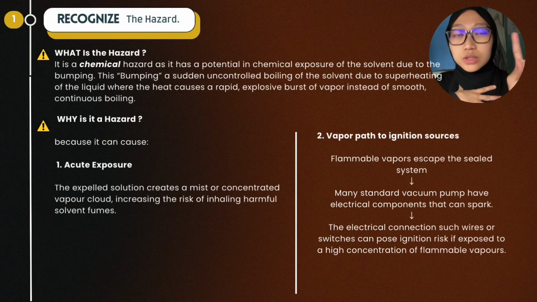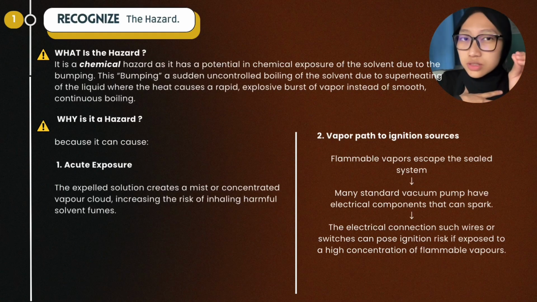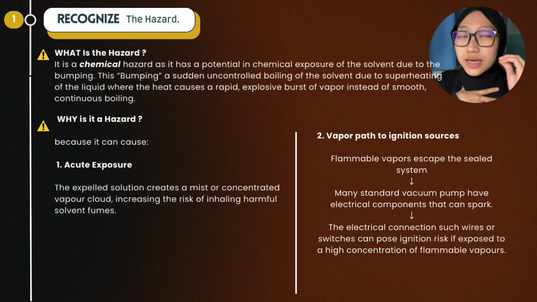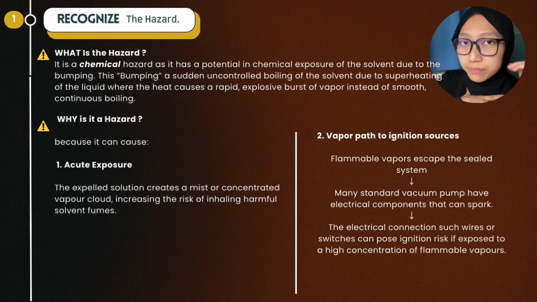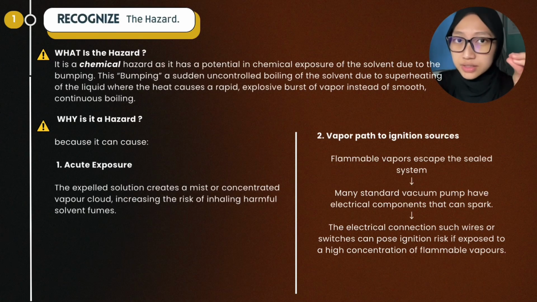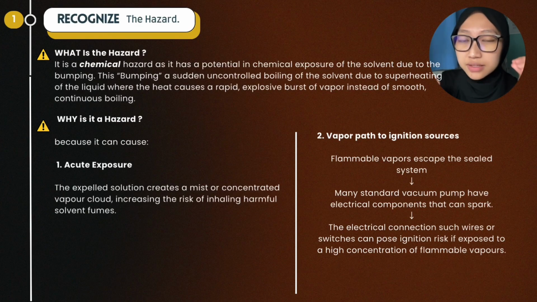Okay, the second one is that it creates a vapor path to ignition sources. As we know, flammable vapors escape the sealed system of the rotovap, and many standard vacuum pumps have electrical components that can spark. If this spark contacts a high concentration of flammable vapors, it will create an immediate fire risk. So we have seen that bumping will escalate a dangerous situation.